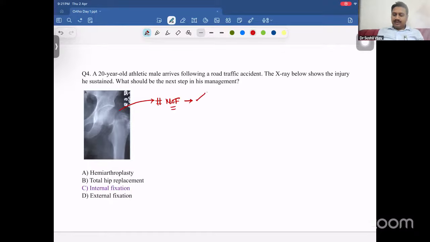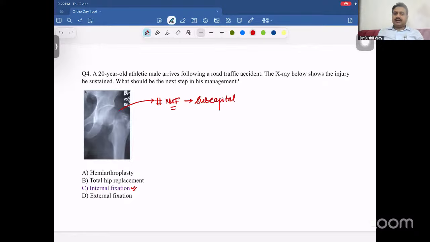Neck of femur can be just below the head. So what do you call this? What kind of fracture is this? Can you tell me? This is which kind of fracture over here? So this is basically a C. You will do internal fixation, but tell me what type of fracture this is. This is subcapital, right? This is subcapital fracture.